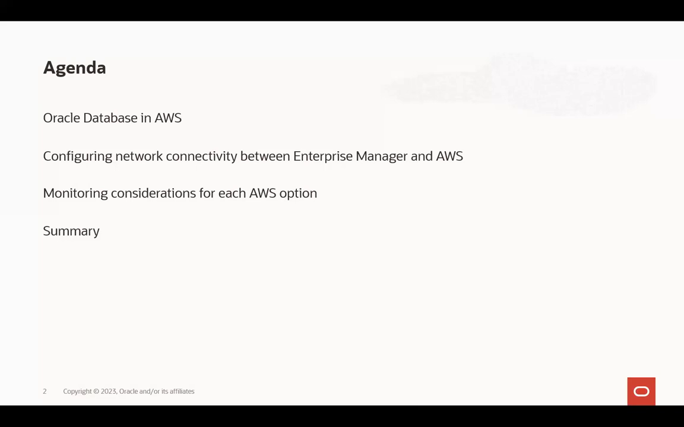We'll start with an overview of the different options for Oracle databases in AWS. Next, we'll talk about how you can set up network connectivity between Enterprise Manager and AWS, which is a basic prerequisite needed across all Oracle and AWS options. Then we'll go over monitoring considerations for each AWS option. And finally, we'll wrap it up with a summary of key takeaways.